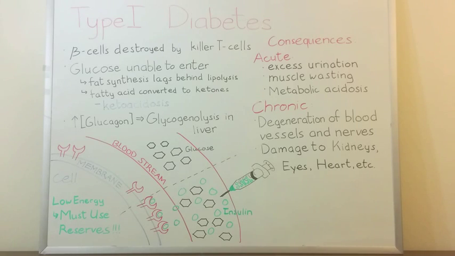There's also an increase in the concentration of glucagon. As stated before, glucagon helps the release of energy and results in glycogenolysis in the liver, which is the breakdown of glycogen or energy stores.